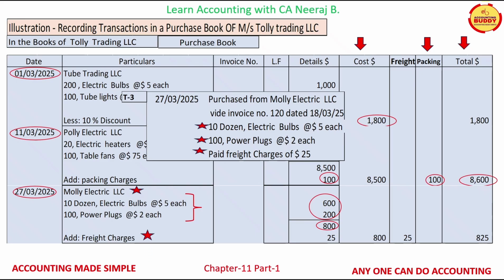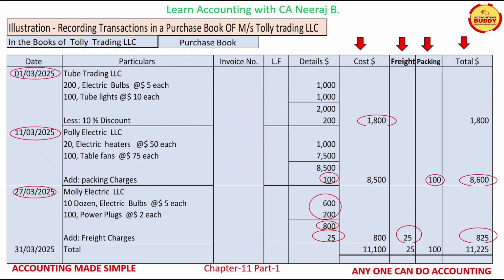The additional charge of freight is also mentioned under the particulars column. The value of the freight charged is mentioned under the details column and again under the freight column. The value of the cost of goods bought is also mentioned under the cost column. The sum total of the goods $800 plus $25 freight cost is mentioned under the total column, which in our illustration comes to $825.